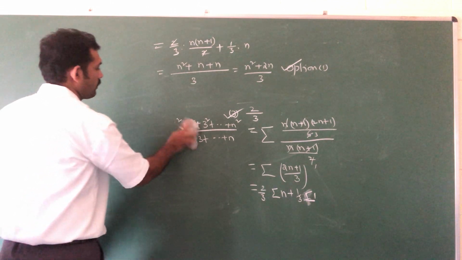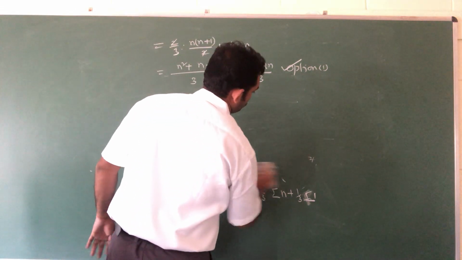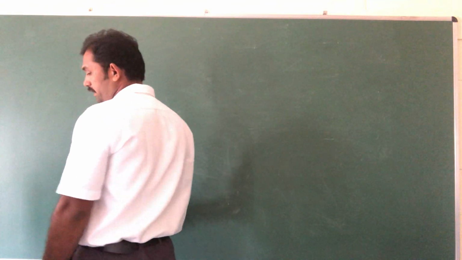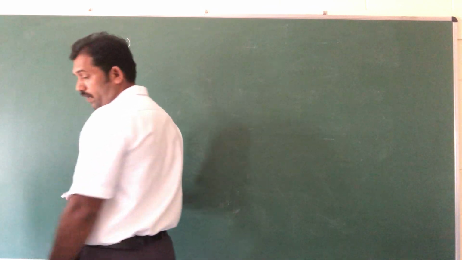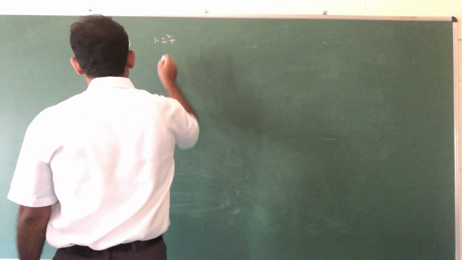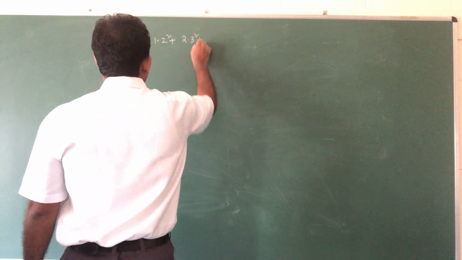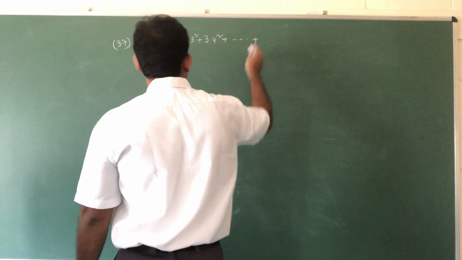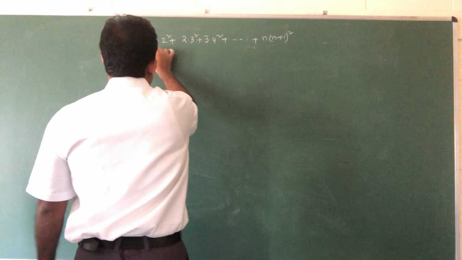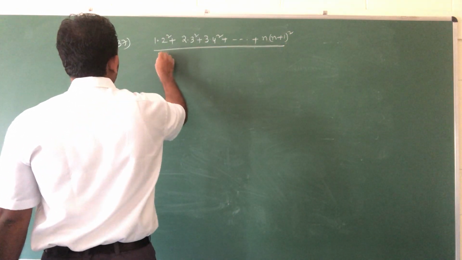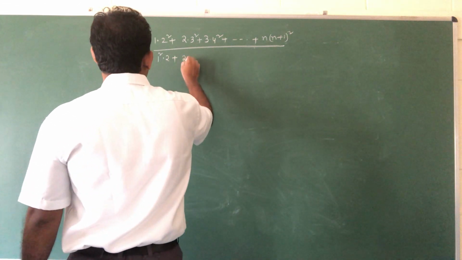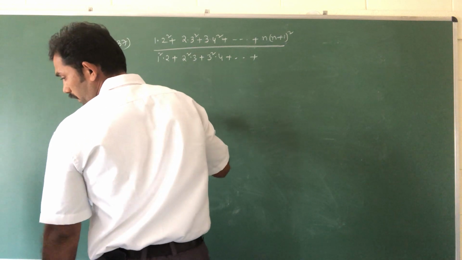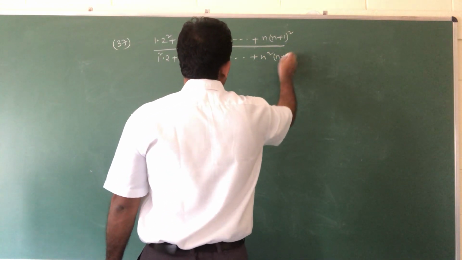Next. Thirty-seven. So what is our question? 1 into 2 square plus 2 into 3 square plus 3 into 4 square plus and so on, n into n plus 1 whole square, divided by, so 1 square into 2 plus 2 square into 3 plus 3 square into 4 plus and so on, n square into n plus 1. It is equal to how much?